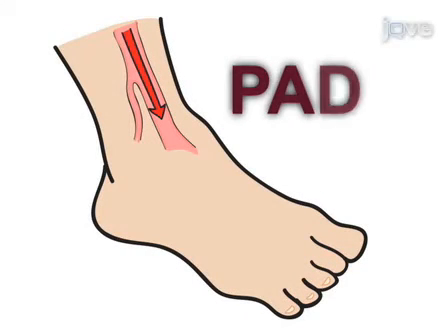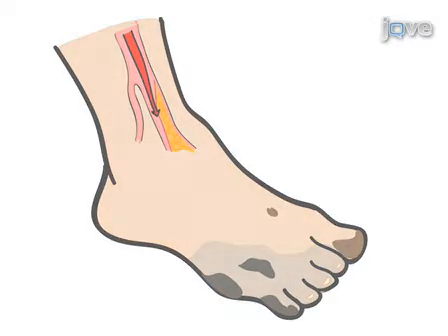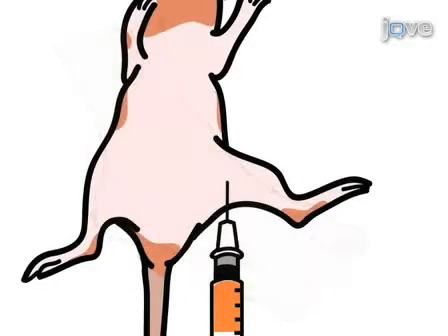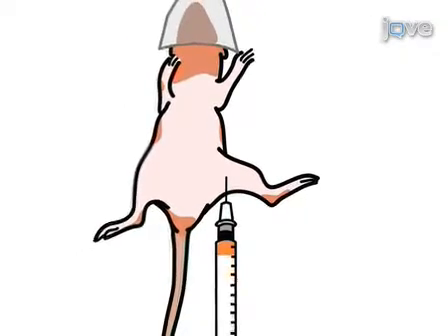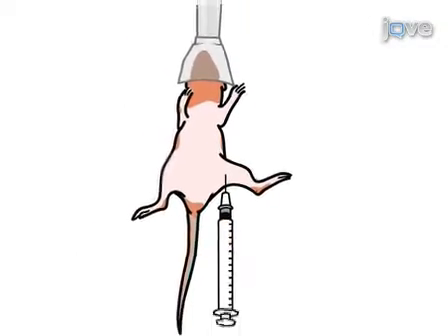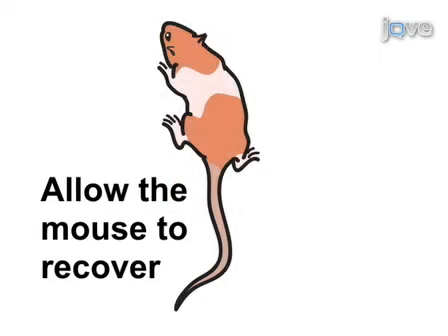Peripheral arterial disease, PAD, results from a narrowing of the peripheral arteries that supply blood and oxygen to the legs and feet, leading to vascular dysfunction. To determine whether or not stem cells can be used to treat PAD, we inject embryonic stem cell-derived endothelial cells into the hind limb following the induction of ischemia.